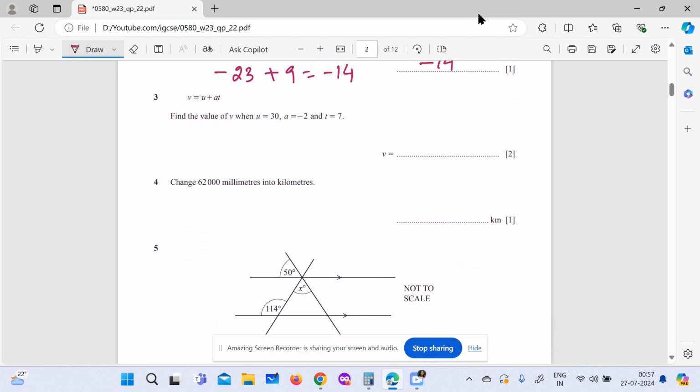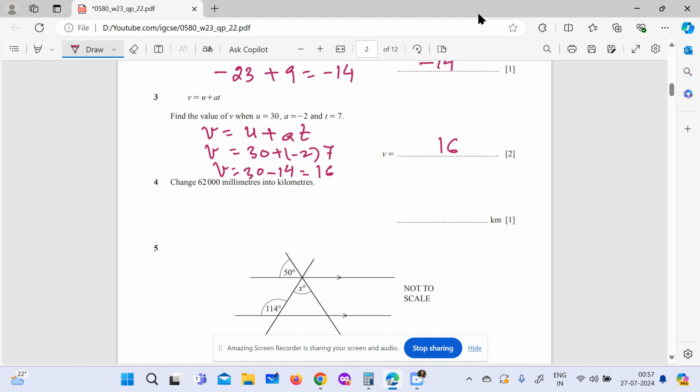Now the next one is v equals u plus at. Find the value of v when u equals 30, a equals negative 2 and t equals 7. So we substitute all these values. Let's write the equation first. v equals u plus at. You have to find the value of v when u is 30, a is negative 2 and t is 7. So we get 30 minus 14, that is 16. So you get v as 16.